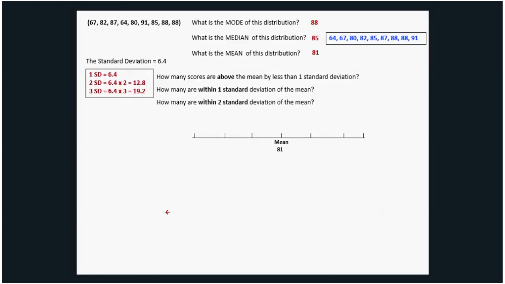So here's the question: how many scores are above the mean by less than 1 standard deviation? Okay, first thing we're going to have to do with this then is plot these scores out.